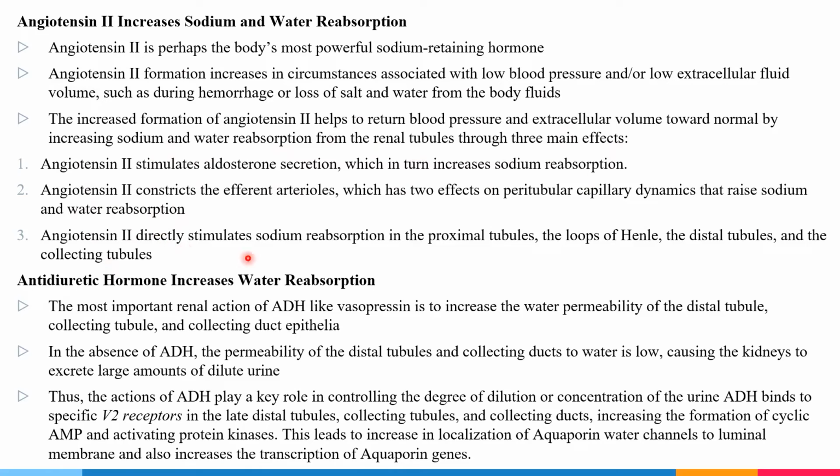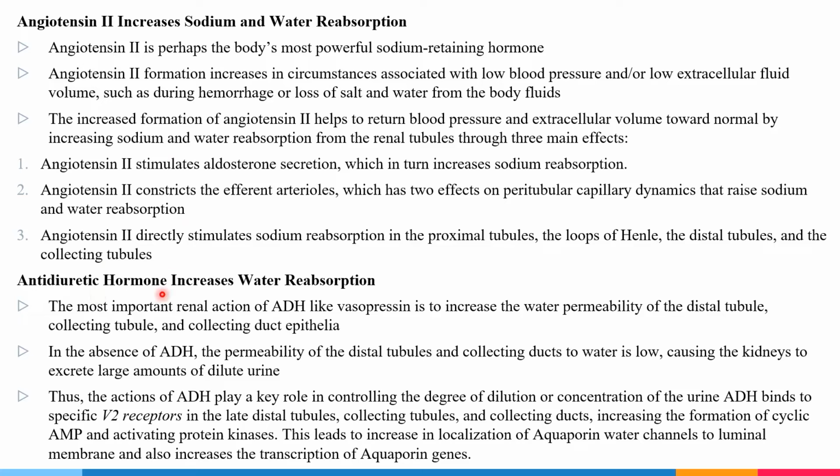Angiotensin 2 also directly stimulates sodium reabsorption in the proximal tubules, loops of Henle, the distal tubules, and the connecting tubules. So, angiotensin 2 is associated with sodium reabsorption in most of the nephron, and it directly stimulates sodium reabsorption in the various parts of the nephron, hence helping in an overall increase in sodium and water reabsorption.